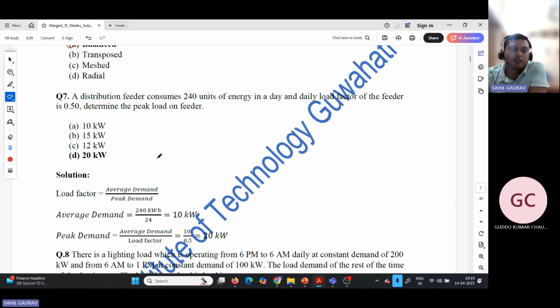Then distribution feeder consumes 240 units of energy in a day. Daily load factor of the feeder is 0.50. Determine the peak load on the feeder.